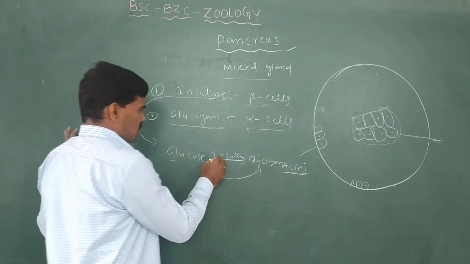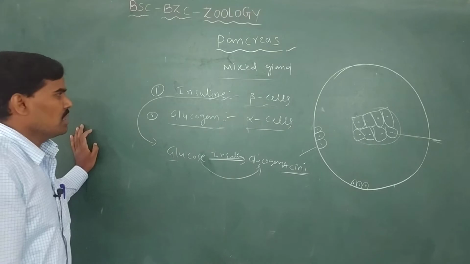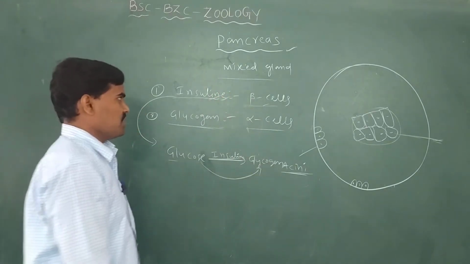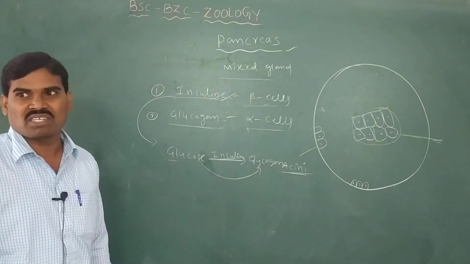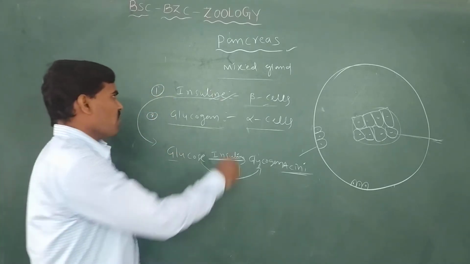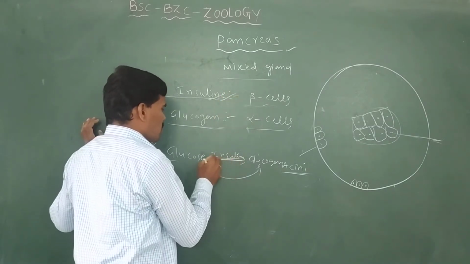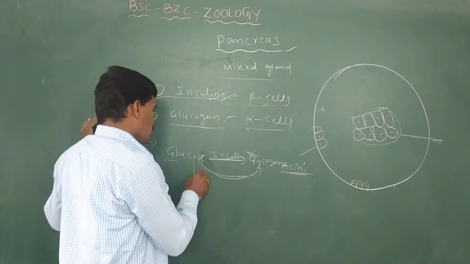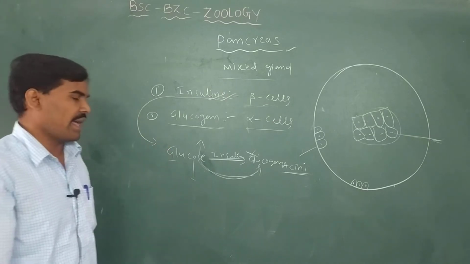The insulin hormone converts glucose into glycogen, so it is a hypoglycemic hormone. With a lack of insulin hormone, glucose cannot be converted into glycogen, so glucose increases in the blood, and this is the disease diabetes.